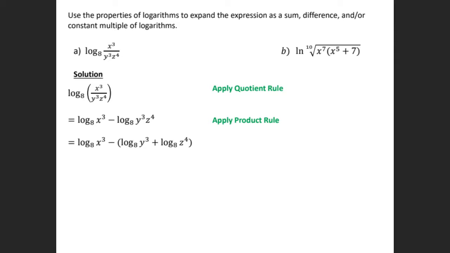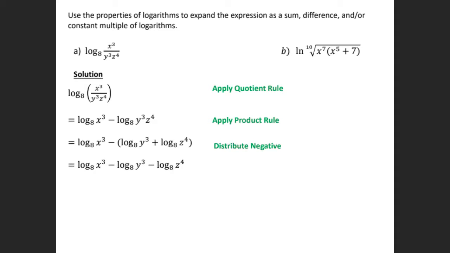So in these parentheses, I have log base 8 of y cubed plus the log base 8 of z to the 4th. So I'm almost done. I have exponents, so I'm going to apply now my power rule. Oh, I can also distribute. If you leave it on the homework on the computer, I think it's going to accept this answer. But just in case, let's go ahead and distribute our negative.